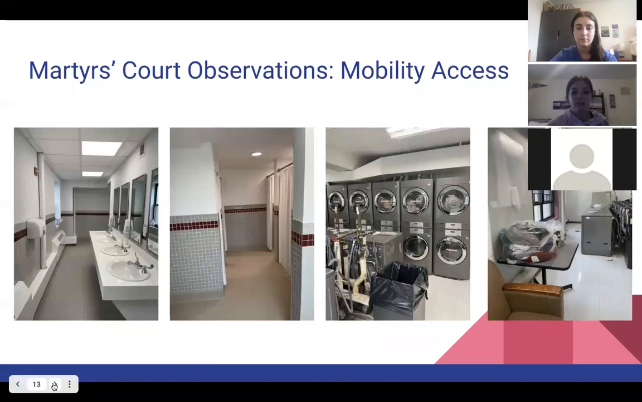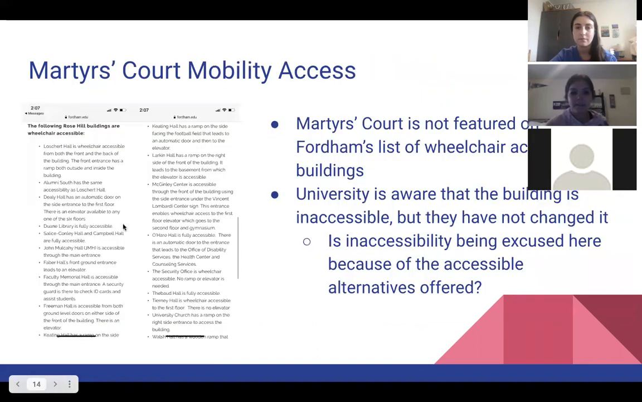Here's some photos. So the first one on the left is the sinks in the bathrooms in Martyrs Court. As you can see, it looks inaccessible. And then the second picture is the showers. They're very narrow, also inaccessible. Third one is the laundry room. You see how close the washers and the dryers are next to each other. And then the fourth one is the laundry room again, just to see the whole layout.